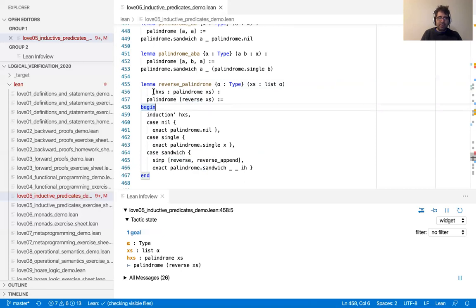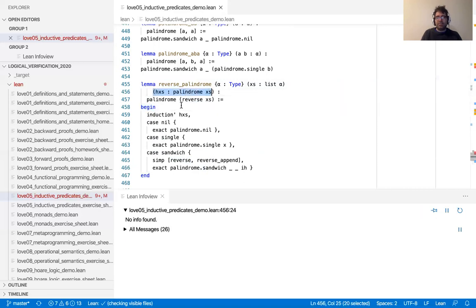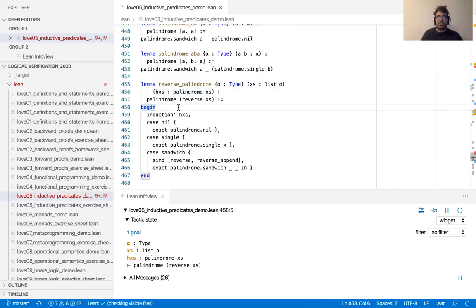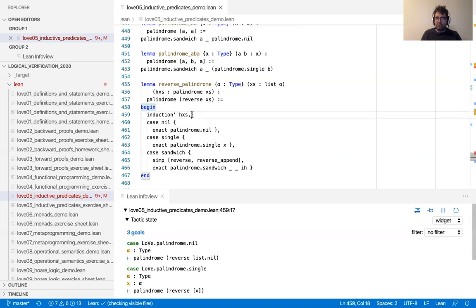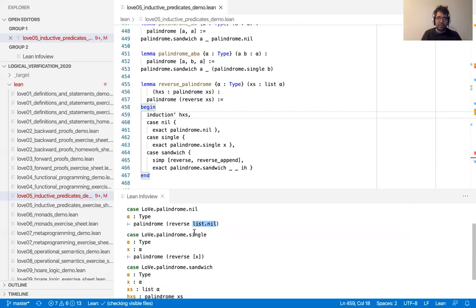So we have this hypothesis here that will help us, because the idea is that we're going to exploit the fact that we know, or we can know by induction, how we prove XS to be a palindrome, and we're going to use this information to prove that its reverse is a palindrome. And so we do a rule induction on this hypothesis. And then, of course, we have 3 goals: the nil case, the single case, the sandwich case.